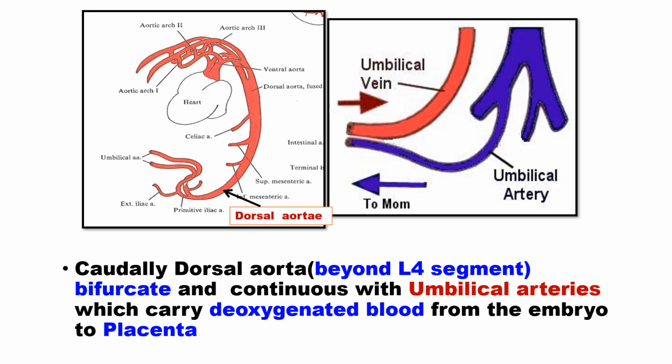Caudally, the dorsal aorta beyond the L4 segment bifurcates and continues with the umbilical arteries. These umbilical arteries carry deoxygenated blood from the embryo to the placenta.